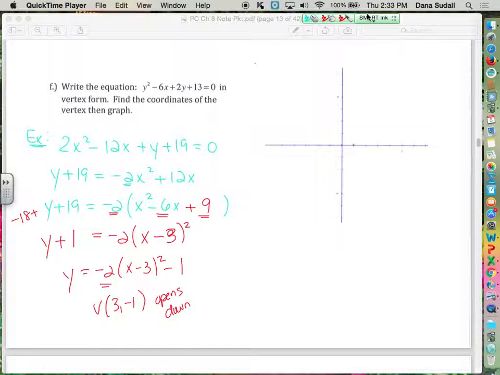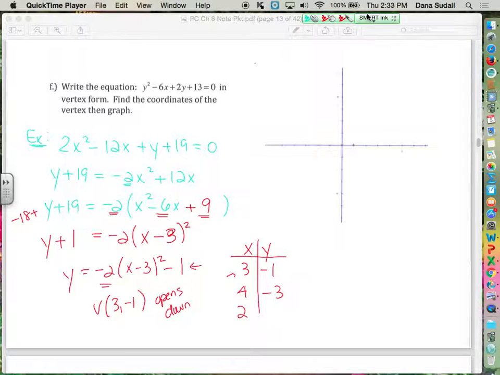And then I would do the same thing I've done with the other problems there. I would pick a number, that's the vertex. Since it's x that's squared, not y that's squared, I pick a number that's bigger than 3 and smaller than 3, like 4, like 2, and plug it back into this equation to get my y coordinates. So if I plug in 4, I'm going to have 4 minus 3, which is 1. 1 squared is 1. Negative 2 times 1 would be negative 2. Minus 1 would be negative 3.